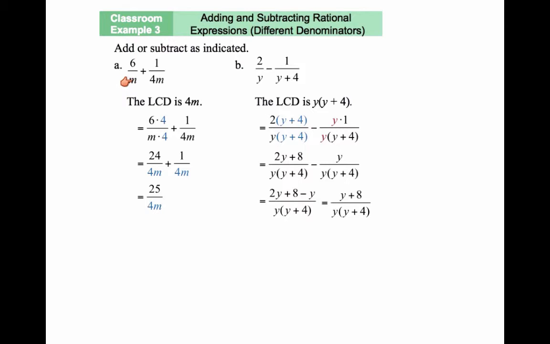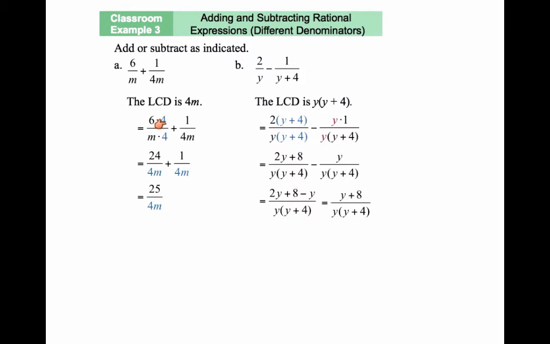So I need to make both of these the same as 4m. In order to do that, I need to multiply the first fraction by 4 over 4 in order to make this m equal to 4m. If I multiply the first fraction by 4 over 4, I'm really multiplying this by 1. 4 over 4 is equal to 1, so that's why I'm keeping the same fraction I had before.